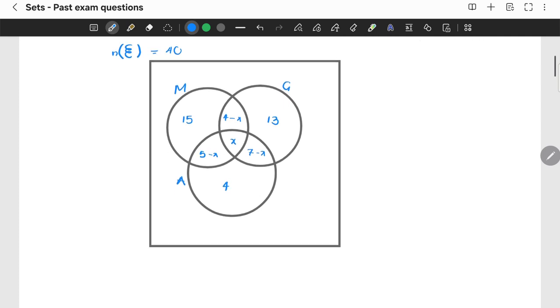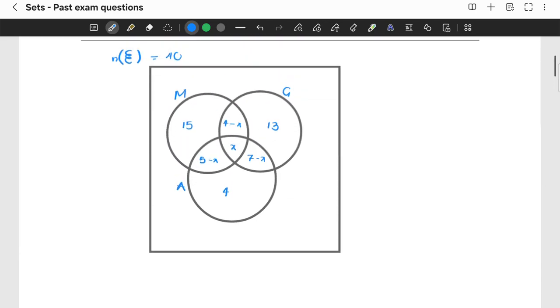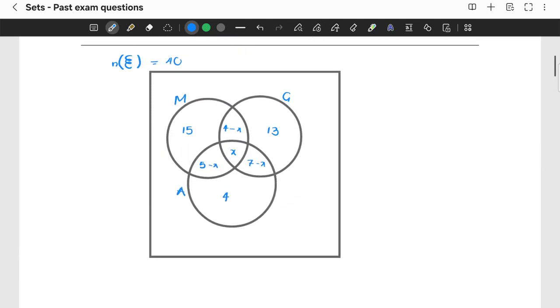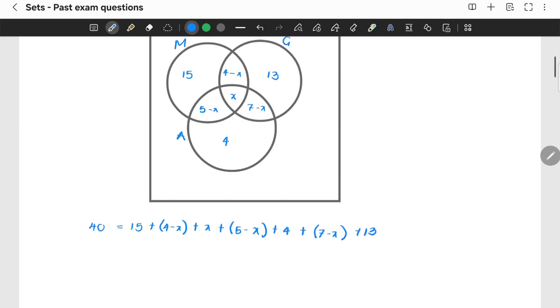So now we've been asked to find those who study all 3 subjects. So now we're trying to find x, right? Knowing that we have 40. So if we have to add everything up, 40 would be equal to 15 plus 4 minus x plus x plus 5 minus x, who study accounting and math only, plus 4, who study accounting only, plus 7 minus x, who study geography and accounting only, plus 13, who study geography only, right?